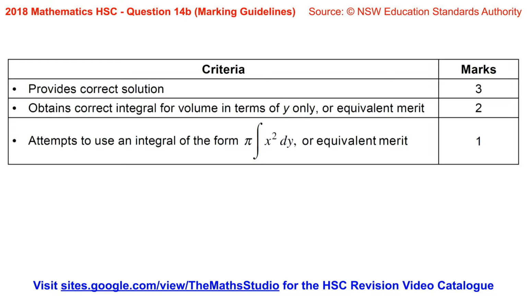The following are the marking guidelines for question 14b. For 1 mark, we have attempts to use an integral of the form pi times the integral of x² dy, or equivalent merit. For 2 marks, we have obtains correct integral for volume in terms of y only, or equivalent merit. And for 3 marks, we have provides correct solution.